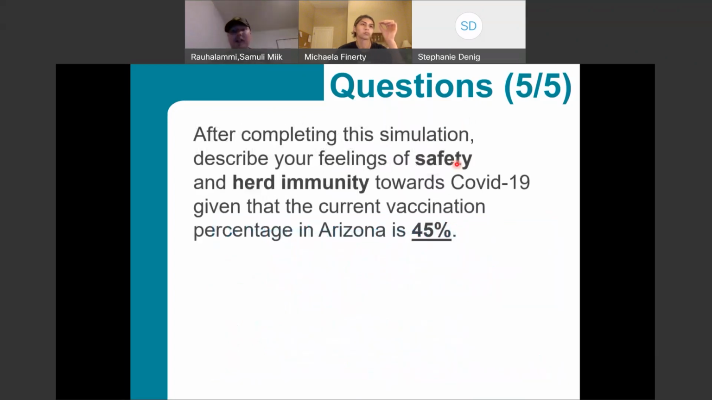And the last question that I said, remember the number between 50 and 70, is about the newest numbers on how many people have received the COVID vaccine in Arizona. When I wrote this lab, it was about 45% of people who had received the vaccine. It might be a little more now, but not much more. So how does it make you feel is the question.